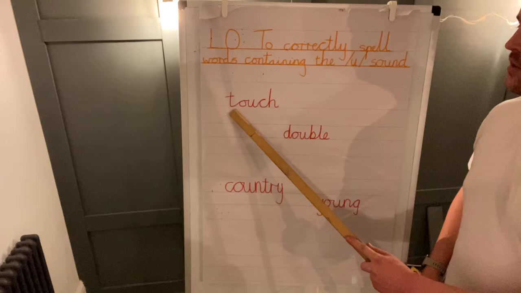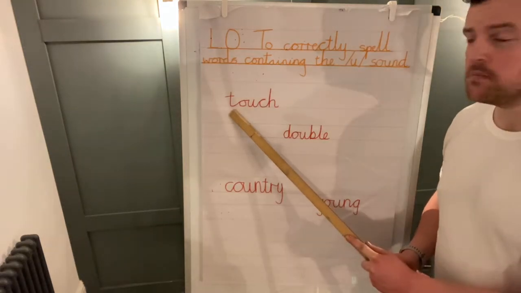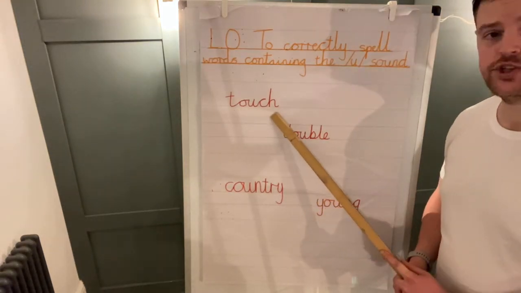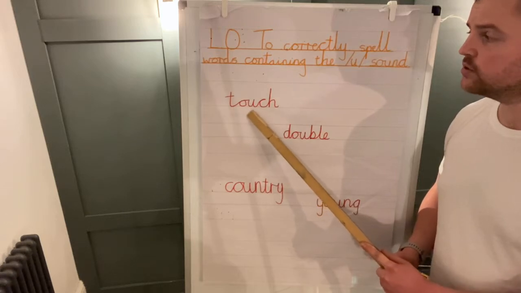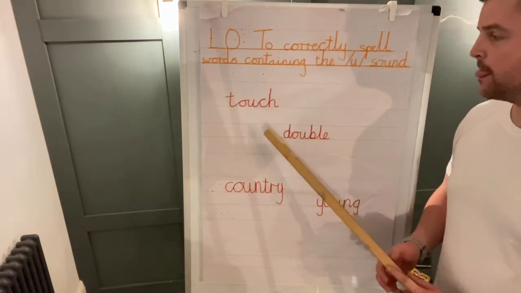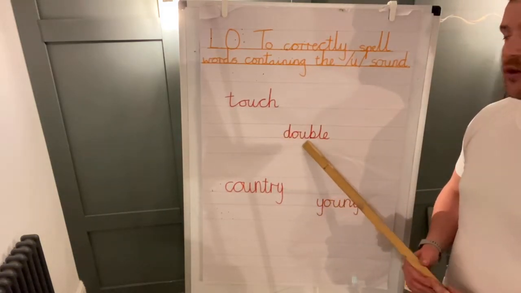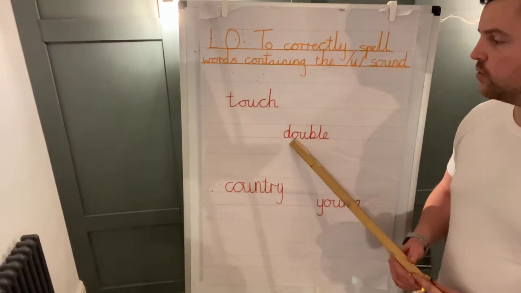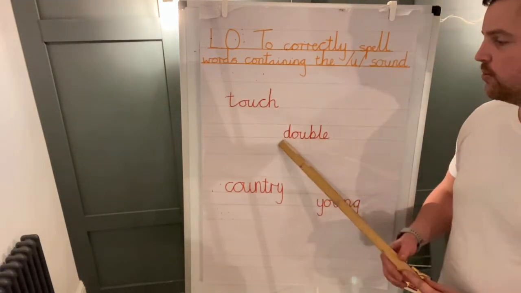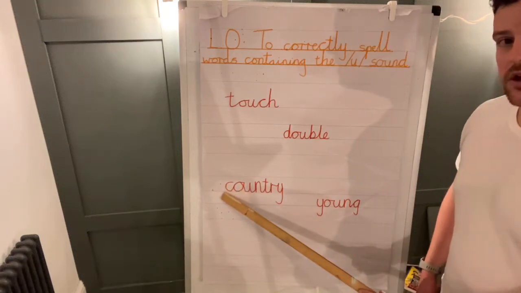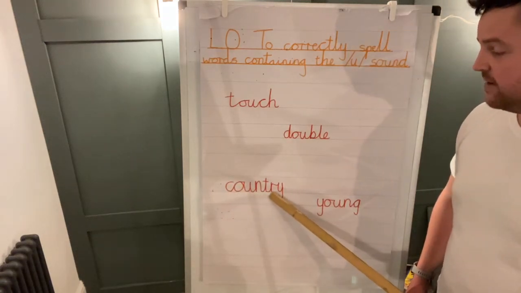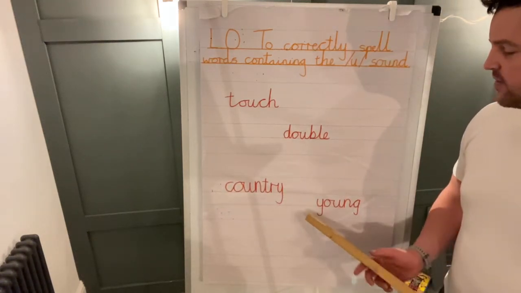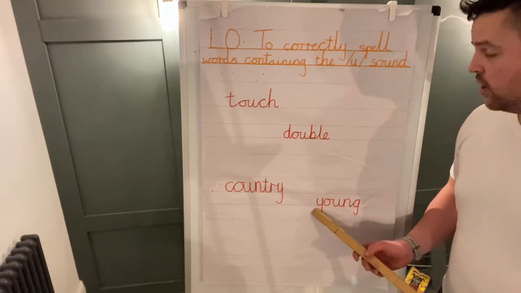Beginning with, read it with me, touch, t-o-u-c-h. Double, d-o-u-b-l-e, double. Country. And finally, young.